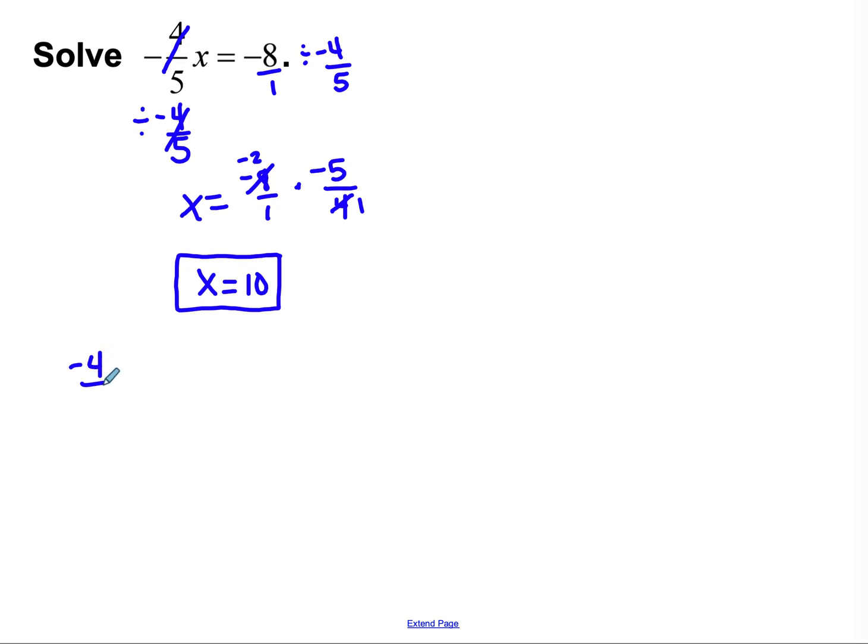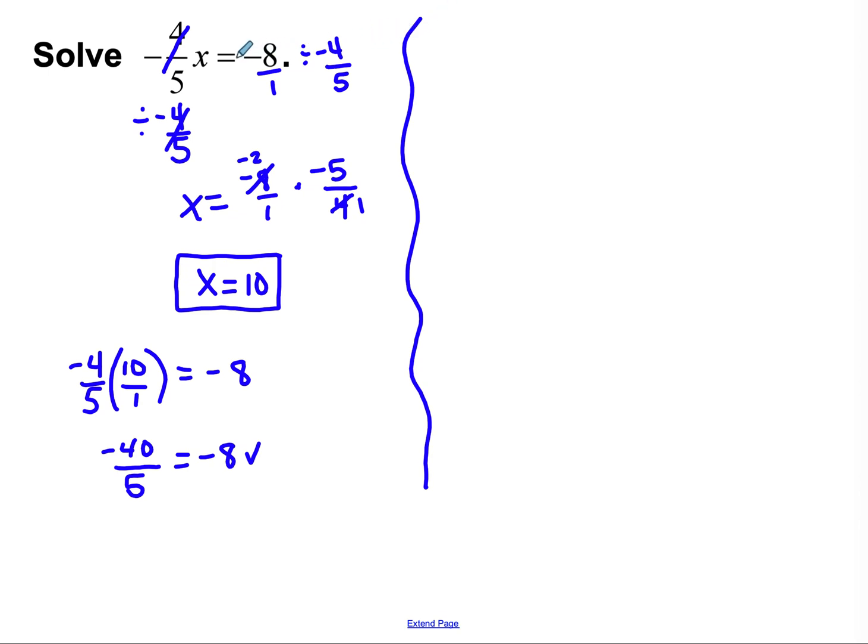Negative 4/5 times 10. I'm going to go ahead and just write it as 10/1. Since fractions need to be shown with 2 parts, can't be a whole number or mixed number, equals negative 8. All right, I used cross canceling here, so I'll multiply straight across on this one. Negative 4 times 10 is negative 40. 5 times 1 is 5. Negative 40 divided by 5 is negative 8. Check. That's right. Okay, so here's one way to do it.